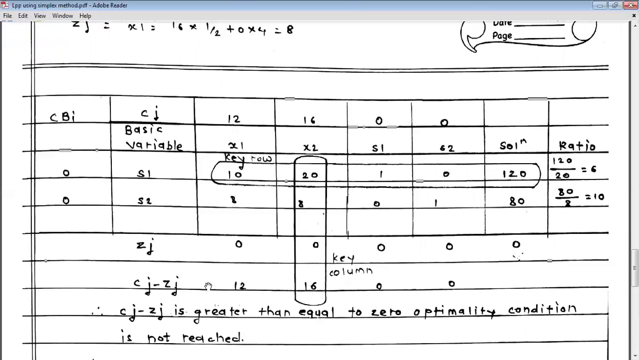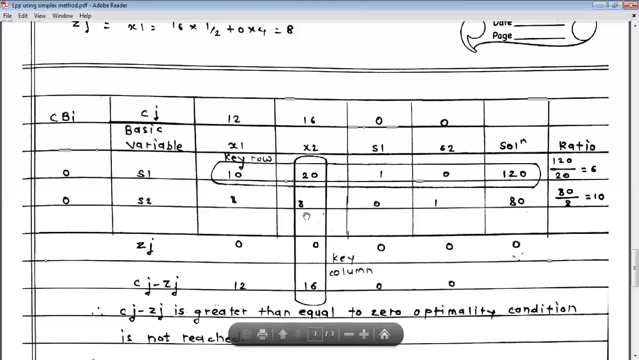Before going on to the next iteration, you need to calculate the key column, the key row, and the key element. So how will we do that? We have to check the most positive value from the Cj minus Zj values. If you see here, these are 0, but of 12 and 16, the most positive value is 16. So this column will become the key column.